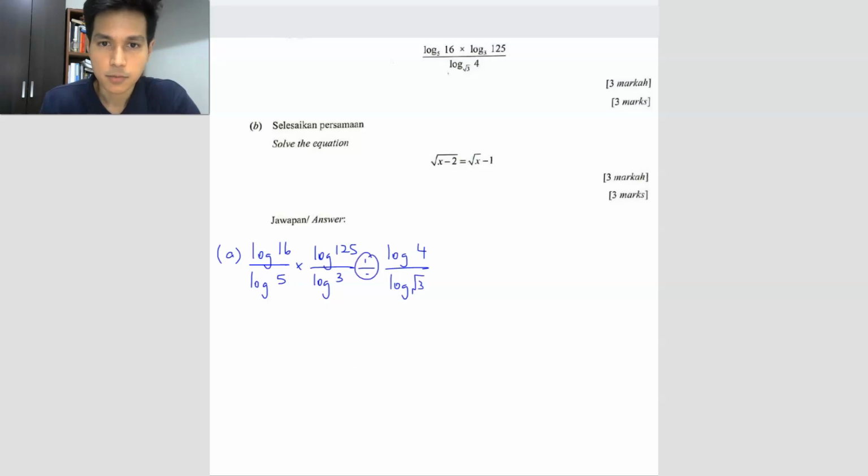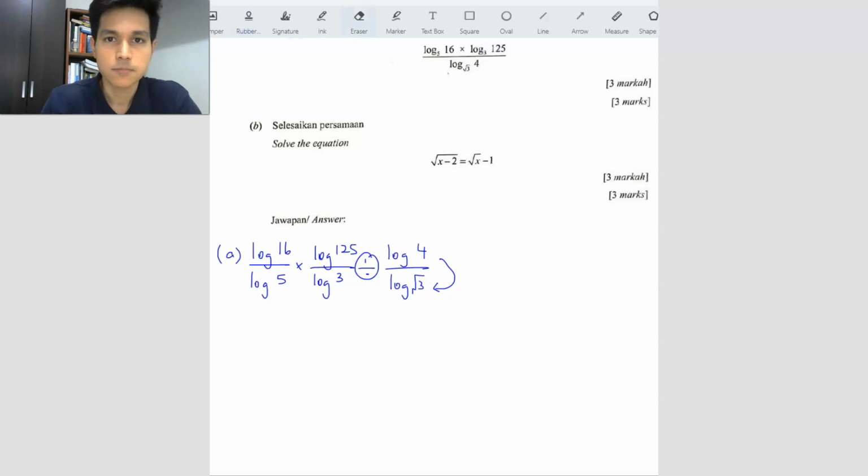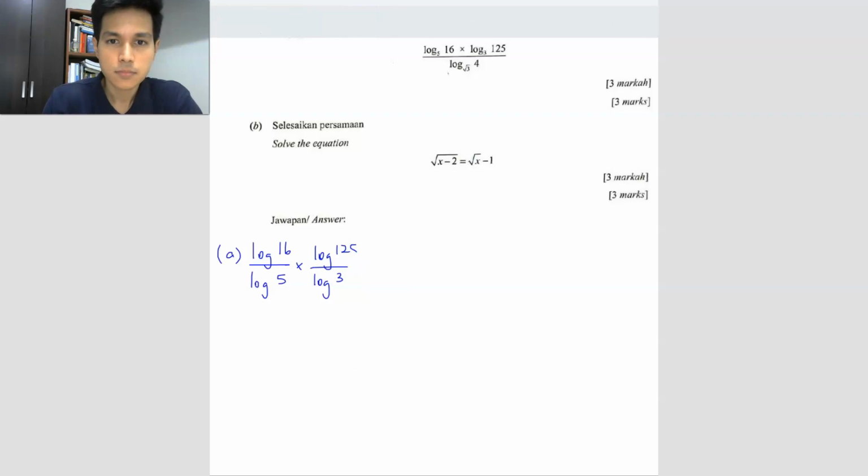But since this is divide, what I'm going to do is change it to times. So when I change it to times, it also flips. Okay, so this one goes on top and the top one goes to the bottom. So I'm going to do that straight away. I'm not going to write too many times. So it becomes log 125 times log root 3, so root 3 means 3 power 1 over 2, over log 4. Okay, so I switch everything to base 10.